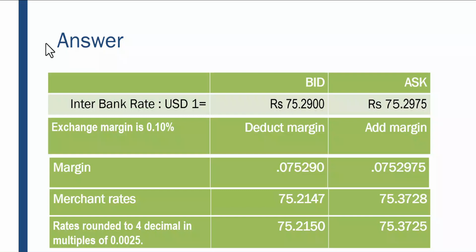What we have done, this becomes 147, and this will become 370, rounded off to four decimal places in multiples of 0.0025. Is this clear? So this is how we calculate the interbank rates. So the merchant rate here is 47 in the end.